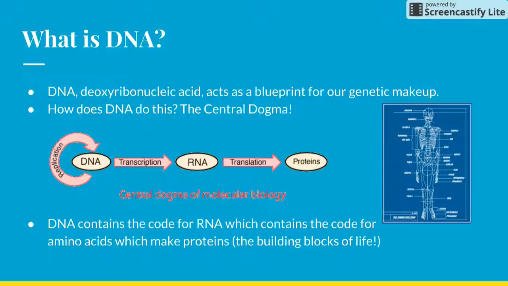DNA transcribes information to make RNA, which then translates the information to make amino acids, which are the components of proteins. Proteins are the building blocks of life. This concept is called the central dogma. We will come back to this concept again in the next unit.